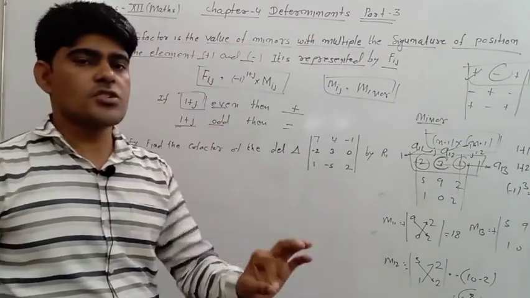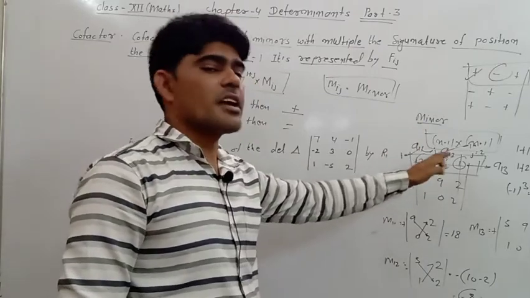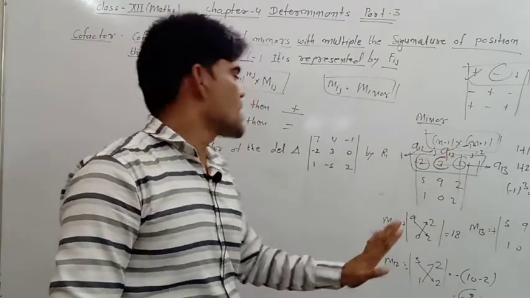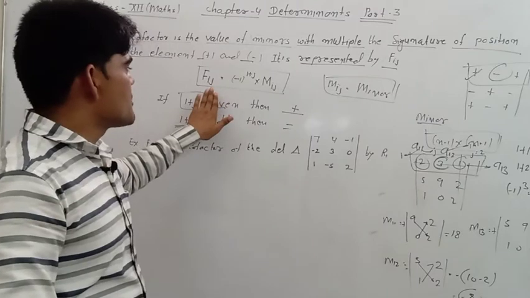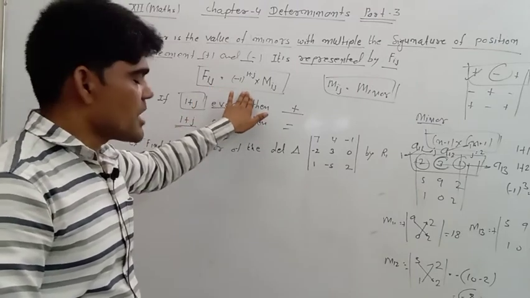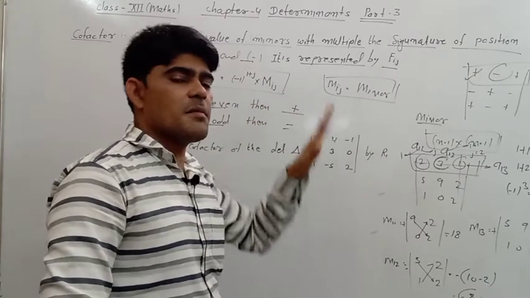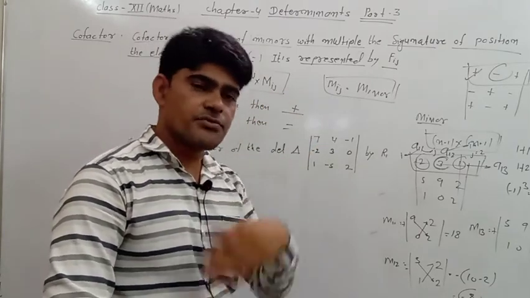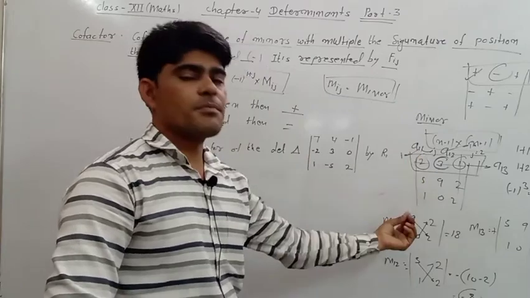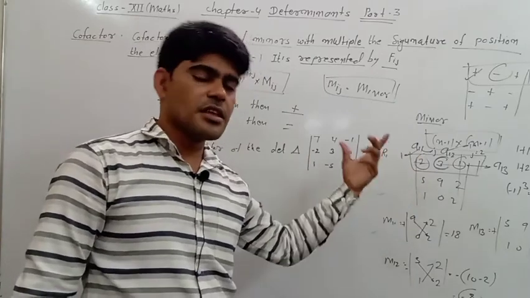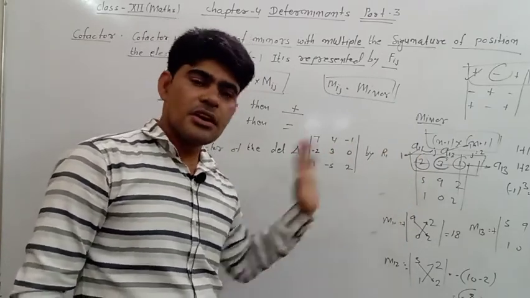Cofactor mostly uses the negative and positive sign. It is represented by Fij equals minus 1 to the power i plus j into Mij. Mij is the minor. First we find the minor, then we multiply by the negative or positive sign. These are the cofactors of the given determinant.